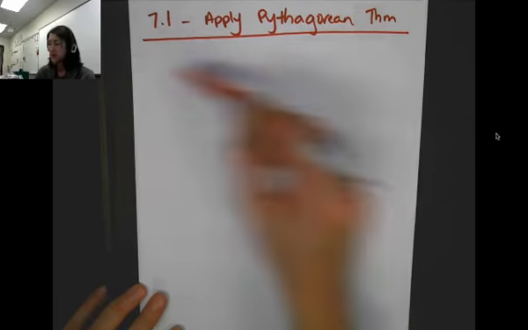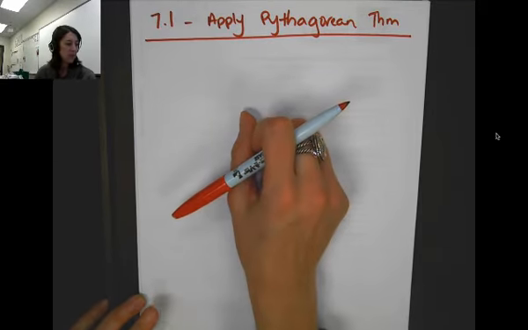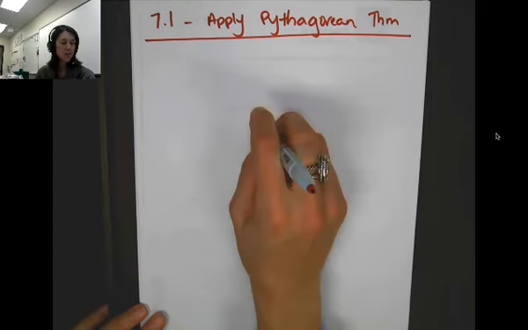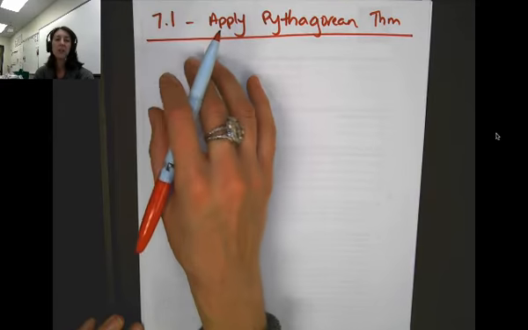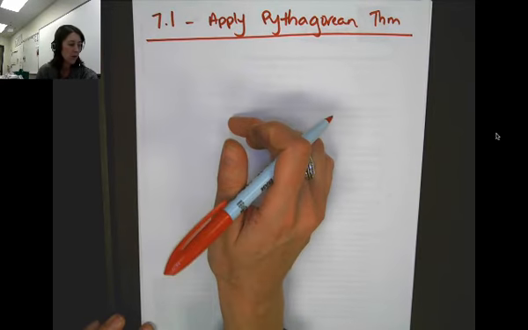Okay, applying the Pythagorean theorem today. We're moving on to a new chapter. This is a fun one. This is a fun lesson, and you learn some tricks here that I think make the rest of your geometry a little bit more simple.